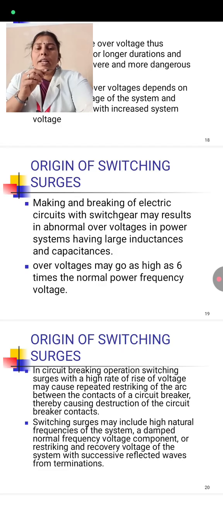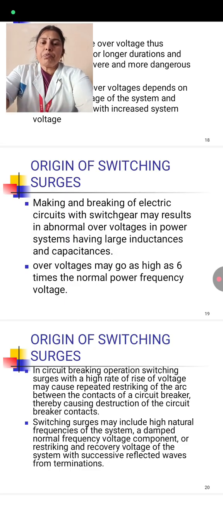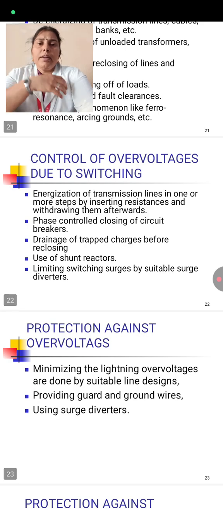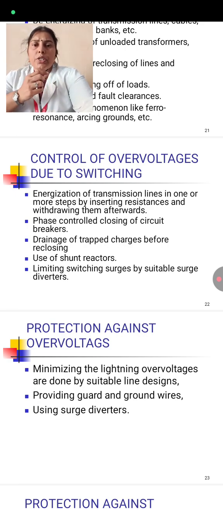Switching surges may include high natural frequencies of the system, a damped normal frequency component, or restriking and recovery voltage of the system with successive reflected waves from terminations. The control of overvoltages due to switching is done by energization of transmission lines in one or more steps by inserting resistances and withdrawing them afterwards, phase control closing of circuit breakers, drainage of trapped charges before reclosing, use of shunt reactors, and limiting switching surges by suitable surge diverters. Lightning overvoltages are minimized by suitable line designs, providing guard and ground wires, and using surge diverters.